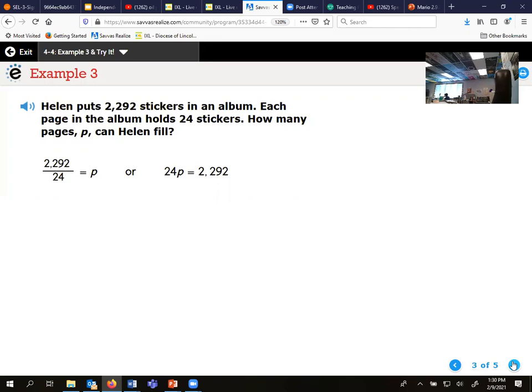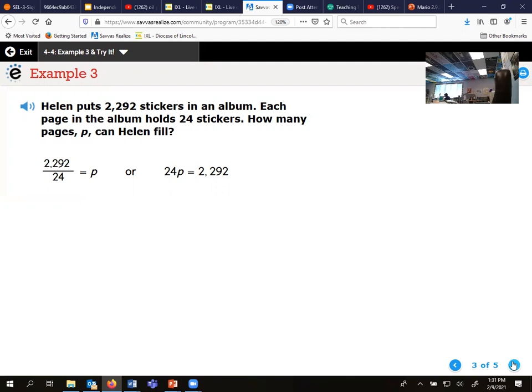Okay, to solve this one, I need to do the inverse of multiplying. What's that? What's the inverse of multiplying, Mackie? Division. And so we'll end up dividing 2,292 by 24. So we'll end up with the same answer no matter which way you solve it.